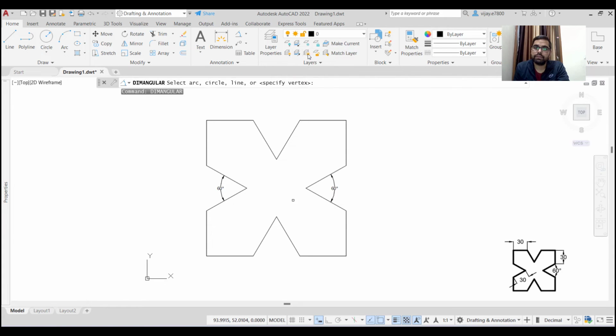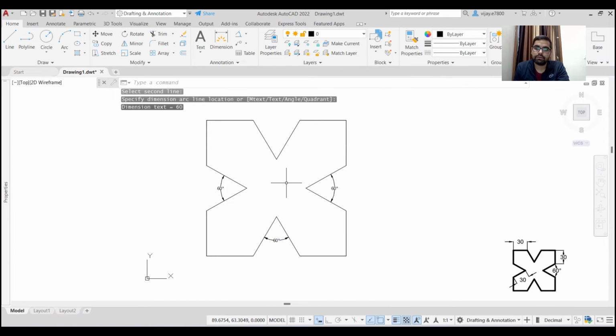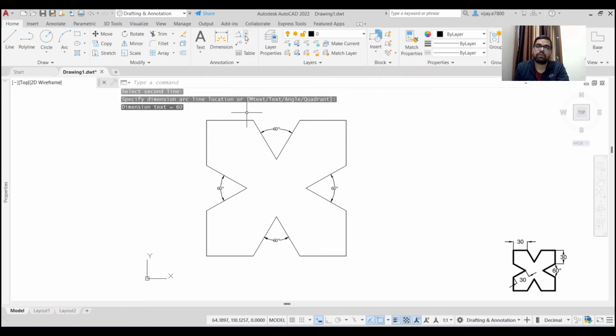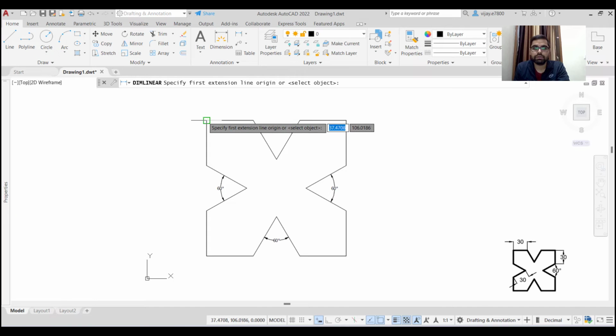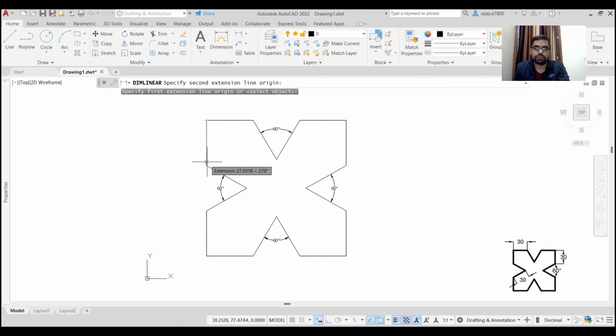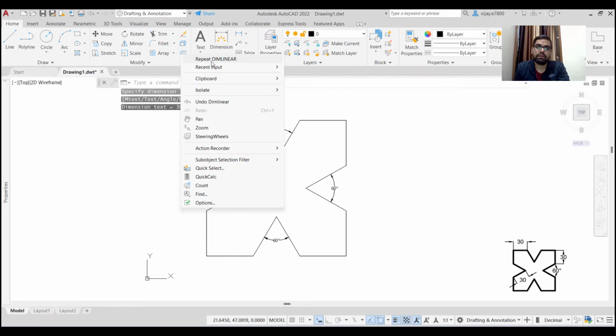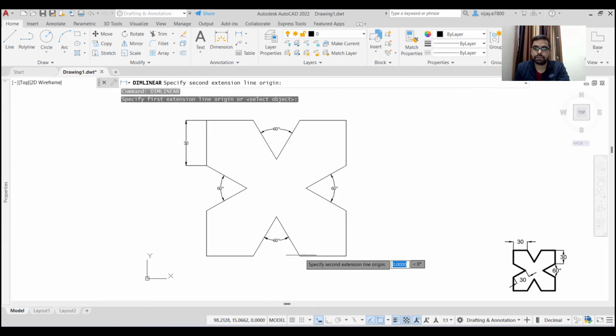And it's quite easy. Okay, and for sides, we can also use dim linear. For side, we can use dim linear or aligned, whatever you want. So use this side starting from this, and again select any one from this side.